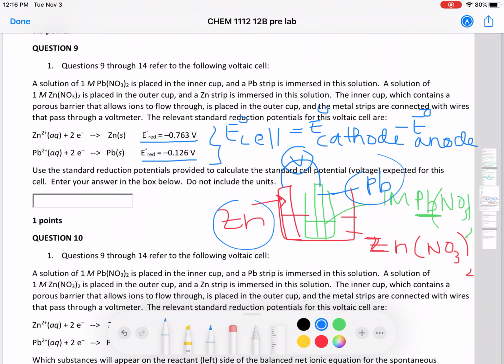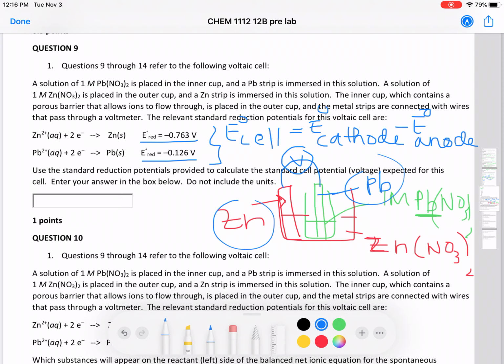Normally, oxidation will take place at whichever has the more negative electrode potential. The more positive E naught value will serve as the cathode, that is where the reduction takes place. The more positive E naught electrode is where the reduction takes place, which is the cathode, and the more negative E naught value is going to be your anode, and that is where the oxidation takes place.